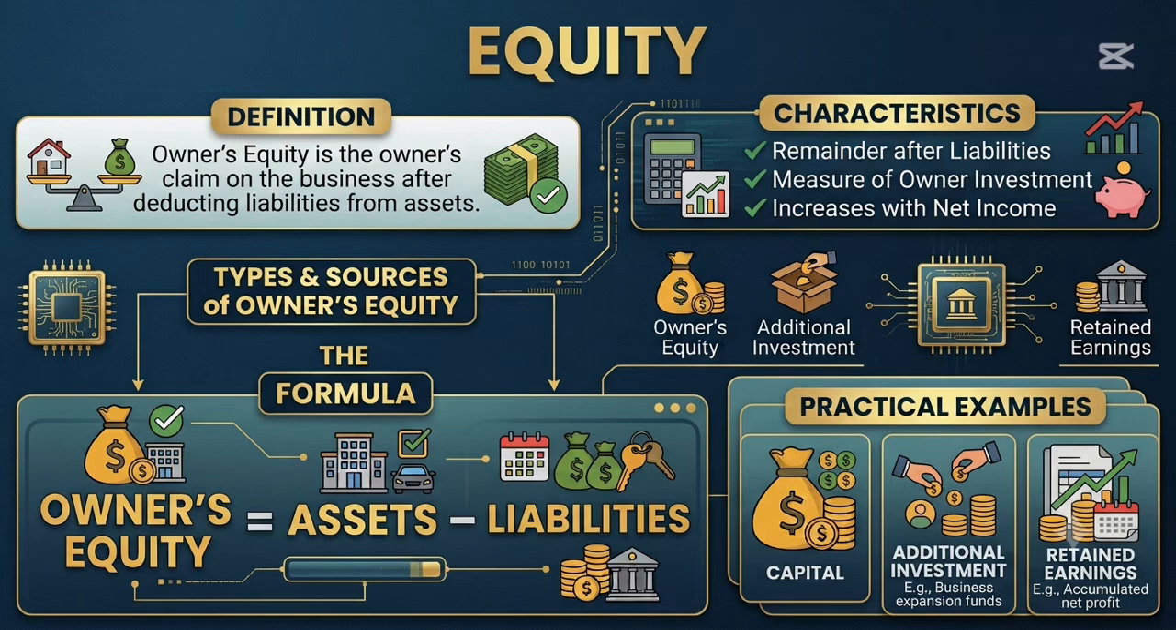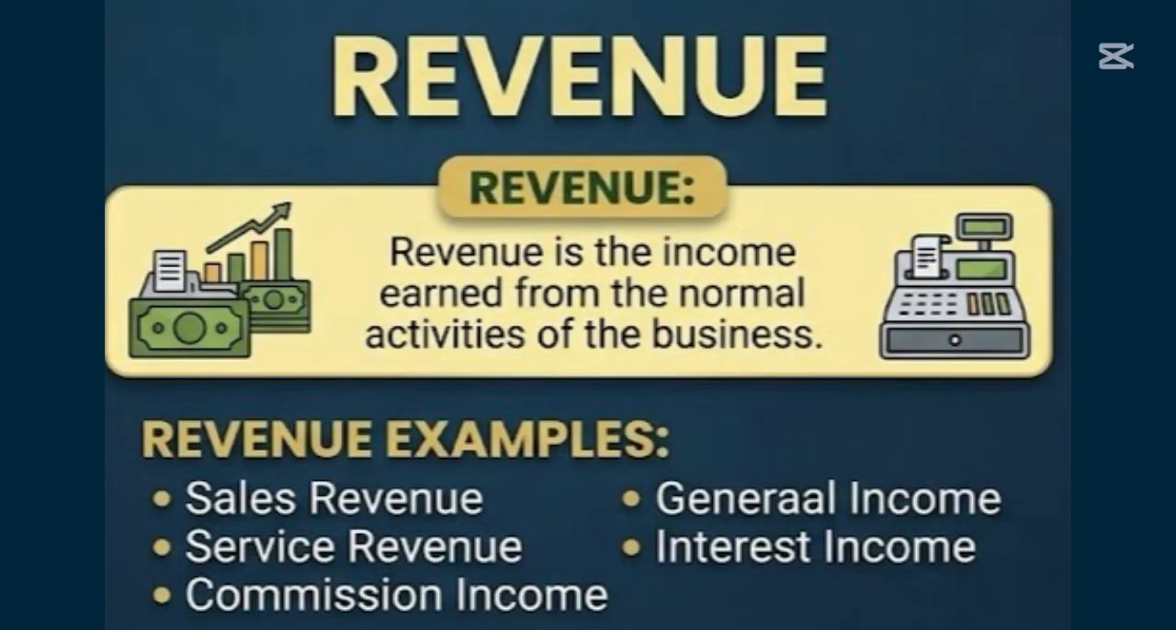Next, let's learn about revenue. Revenue is the income earned from the normal activities of a business. In other words, revenue is generated when the business sells goods or provides services. Examples include sales revenue, service revenue, commission income, interest income, and rent income. Remember, revenue increases the business's income.